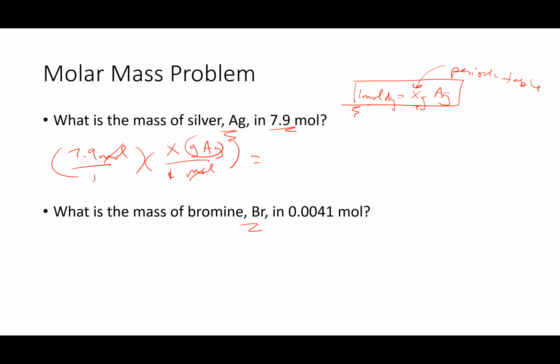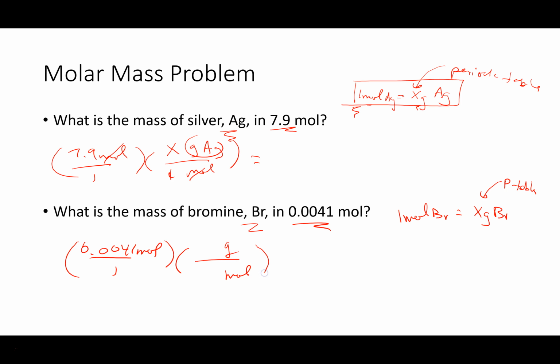Now for this one, we're going to look up on the periodic table. We're going to see 1 mole of Br is equal to X grams of Br, and that's from the periodic table, which you have one for your test, right? And then the first term is going to be that 0.0041 moles over 1. And I want moles to cancel. I want to be left with grams, okay? And so I'm going to put this 1 mole down here, and then this will be X.